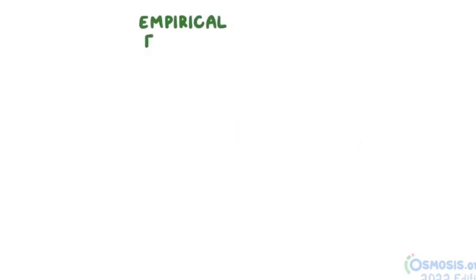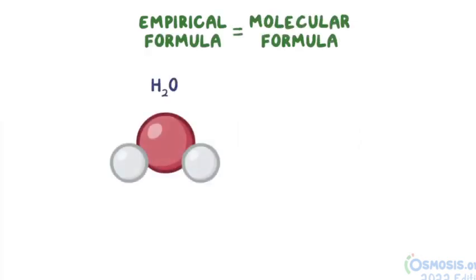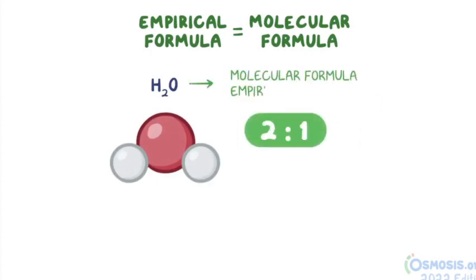Sometimes, the empirical formula and the molecular formula are the same. A common example is water, which is H2O. That means that there are 2 hydrogens for every 1 oxygen.